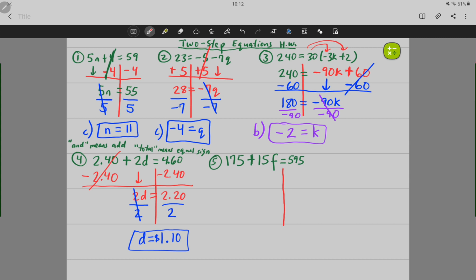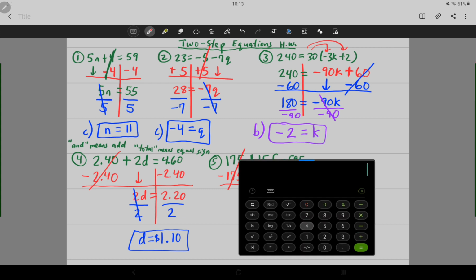We want to get F by itself, but there is another term next to it, which is positive $175. So the opposite of positive is negative. So let's subtract 175 to both sides. 175 minus itself is 0. Just cancel that out. Let's bring down our 15F and equals 595 minus 175 is 420.